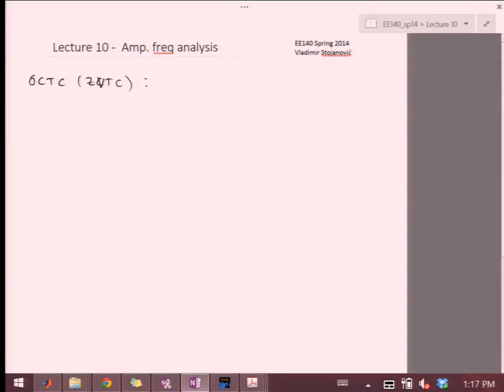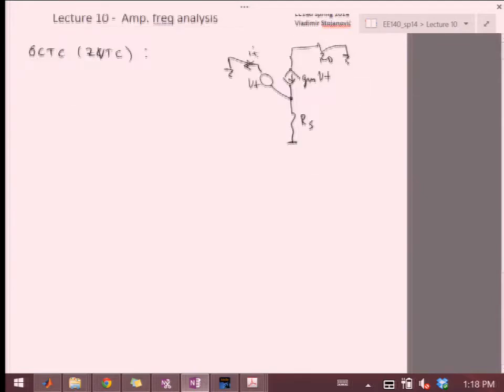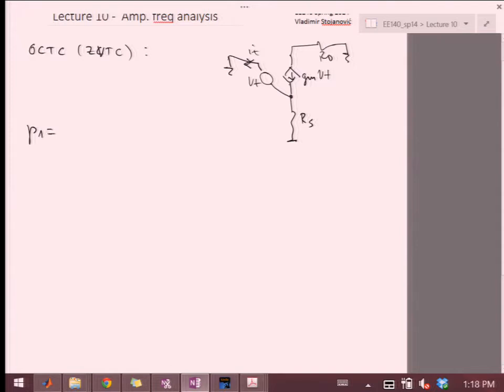We can say that if you take a look at the circuit again, from the CGS perspective, there is RS here. So what our pole 1 is going to be, if we apply OCTC, then we're getting a dominant pole. So it's going to be 1 over the sum of contributions from different capacitances.